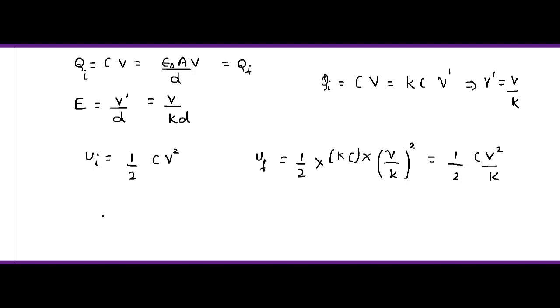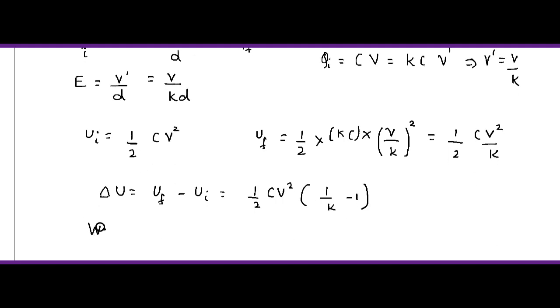So what is the change in the electrostatic energy? U final minus U initial is the change in the electric potential energy of the capacitor. So we can take 1 divided by 2 C V square to be common, and then it would be 1 divided by K minus 1. Now what is the work done? Work done is the negative of the change in the potential energy. So we need to multiply this by a minus sign. So it would be half into C V square into 1 minus 1 by K. This would be the work done.